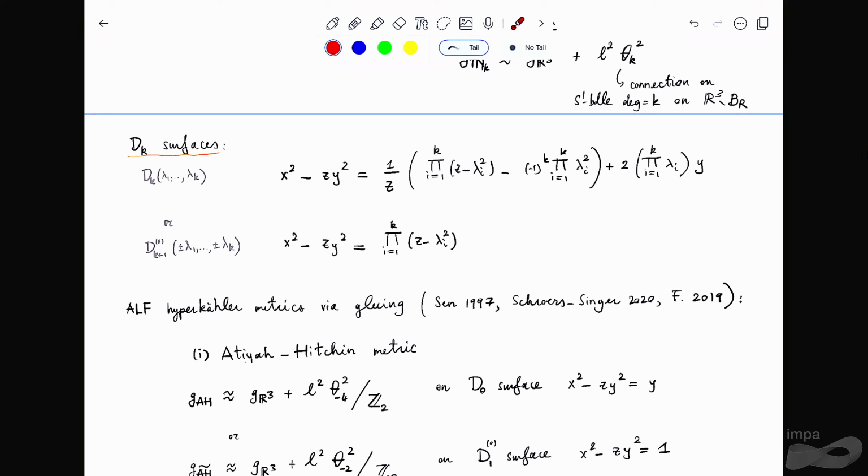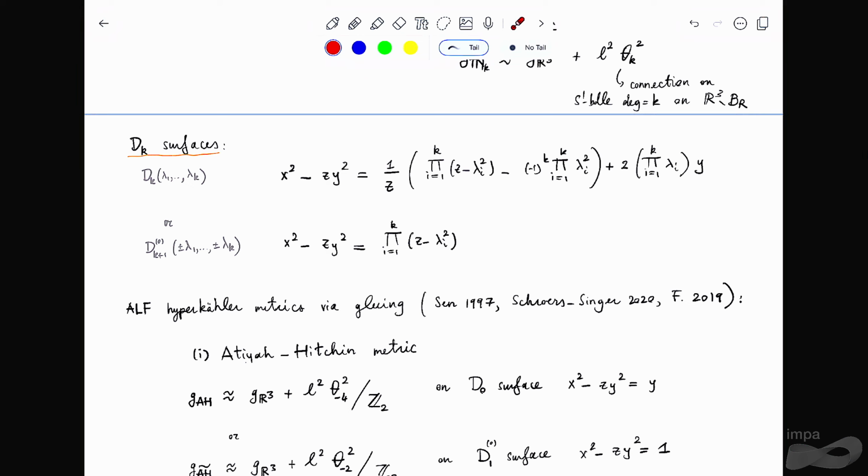again, these are given by hypersurfaces in C^3, given by some explicit equations depending on parameters, lambda 1 through lambda k. So this is the equation of the generic Dk surface, and a special subfamily of these is going to be relevant later, where basically if you set one of these parameters to 0, but all the others are distinct, you still get a smooth surface with this simpler equation and a Z2 action that corresponds to changing x and y into minus x and minus y.